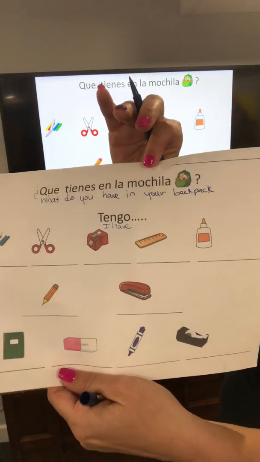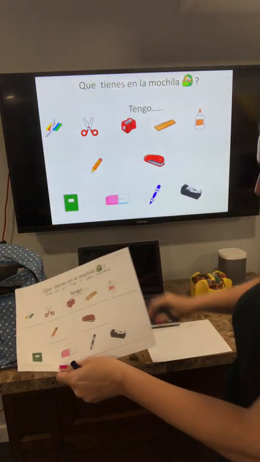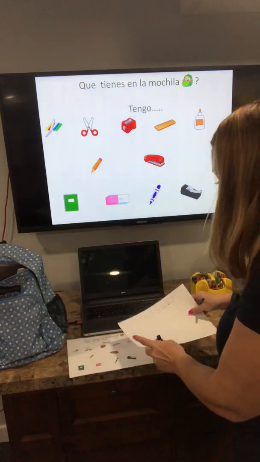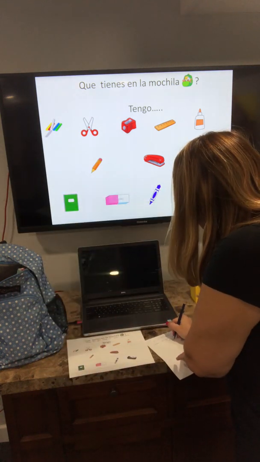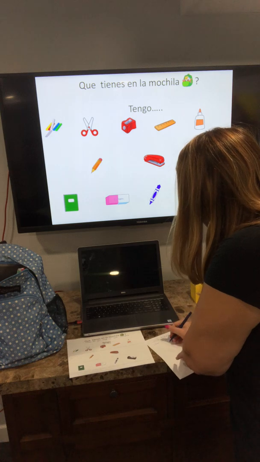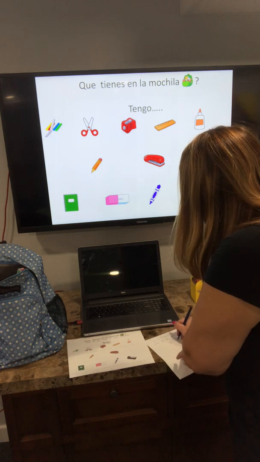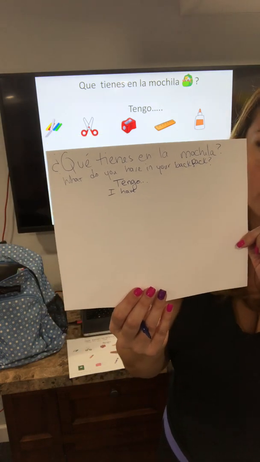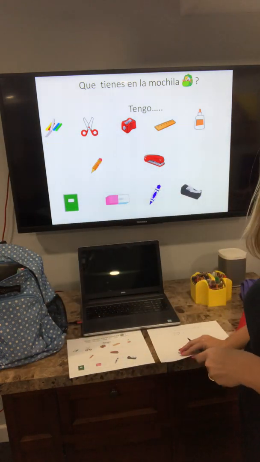Okay, so your paper should look like this. Now, if you're just writing on a blank piece of paper, then you have to write tengo just like it is up here, and then write I have. Just because you couldn't print it out doesn't mean you don't have to do it. It just means you have to do it on a blank piece of paper, okay?